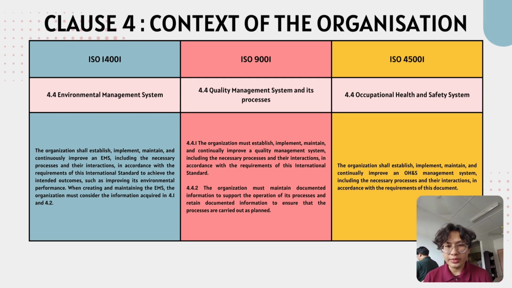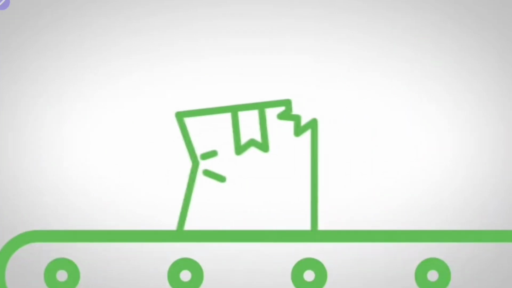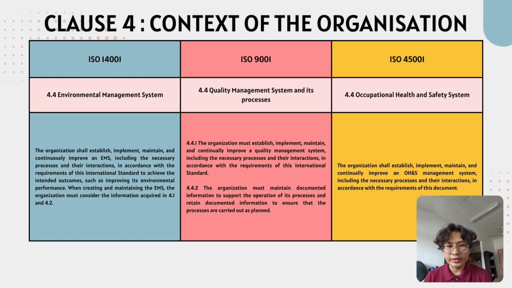Next is Quality Management System and its processes, ISO 9001. First, the organization must establish, implement, maintain, and continually improve a quality management system, including the necessary processes and their interactions, in accordance with the requirements of this international standard. Next, the organization must maintain documented information to support the operation of its processes and retain documented information to ensure that the processes are carried out as planned.